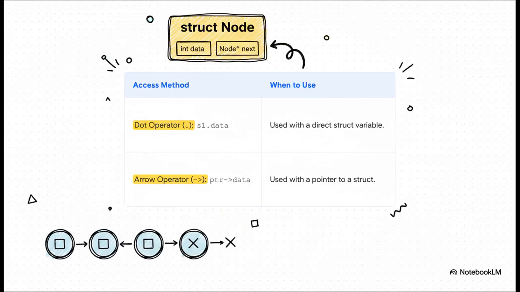And here's a super important little piece of syntax you gotta know for C. If you have the actual struct variable itself, you use a dot to get its data. But if you have a pointer to the struct, which is what we'll be using to move down the list, you use this cool little arrow operator. It's just shorthand that means follow this pointer, then give me the data.